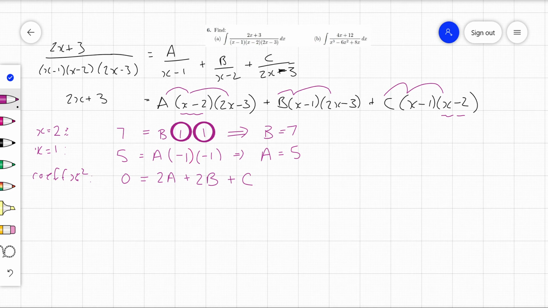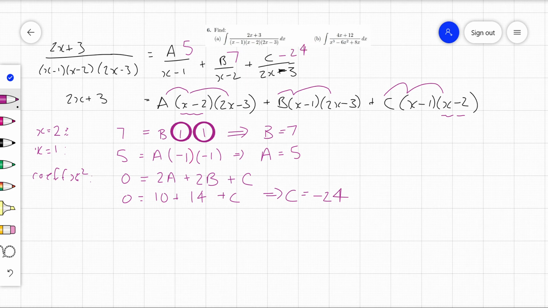So from that, you can see 2A's would be 10, 2B's would be 14, and then C. So what are we going to get from that? We're getting C equals negative 24. So if we put that back in, so we've got A is, and I'm not going to write it properly here, so I'm going to change this A to a 5. I'm going to change this B to a 7 and the C to a minus 24.